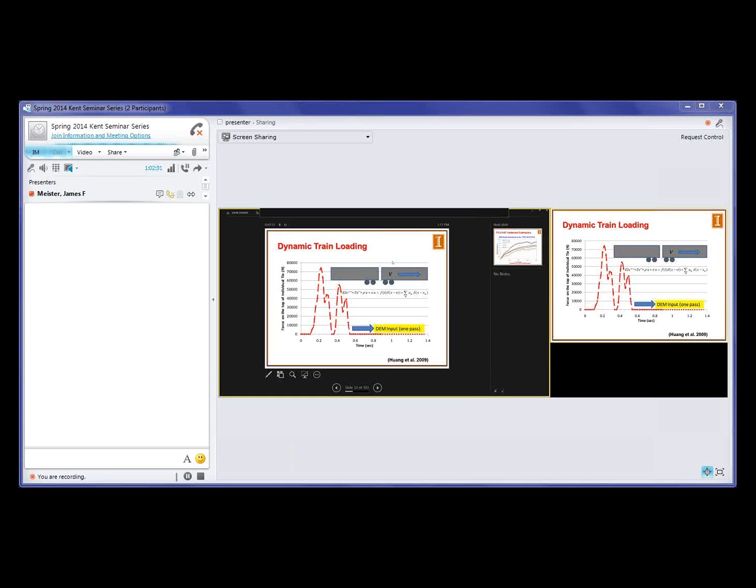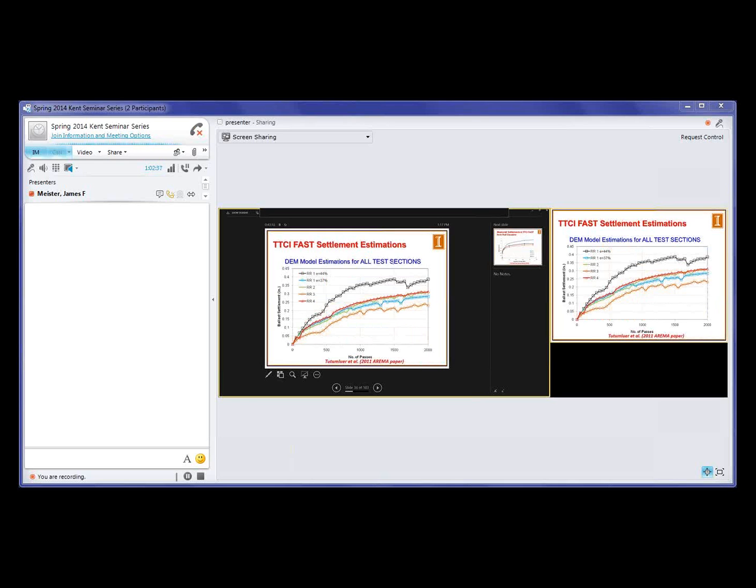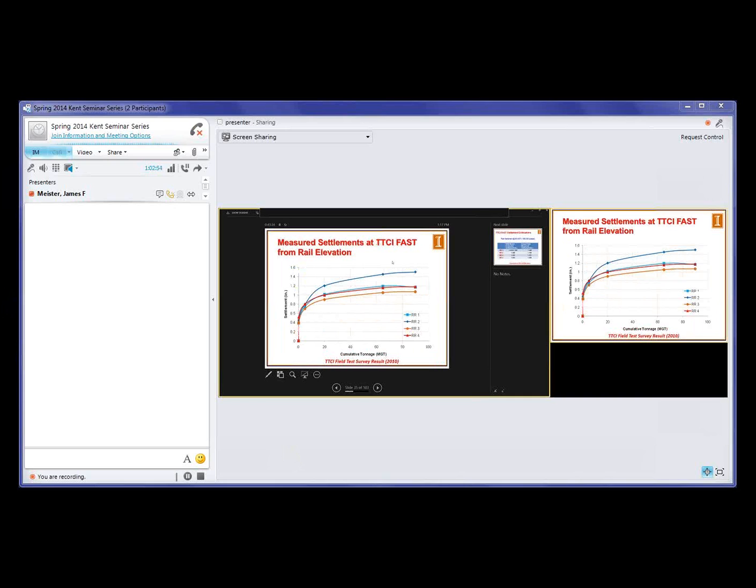Apply this load to the model I just showed you, and up to 2,000 cycles, 2,000 passes, we can see different materials give significantly different behavior due to the different shape properties. And later on, we got the field measurement, and we can see we capture the different trend, especially when we have low angularities, it has lower settlements.